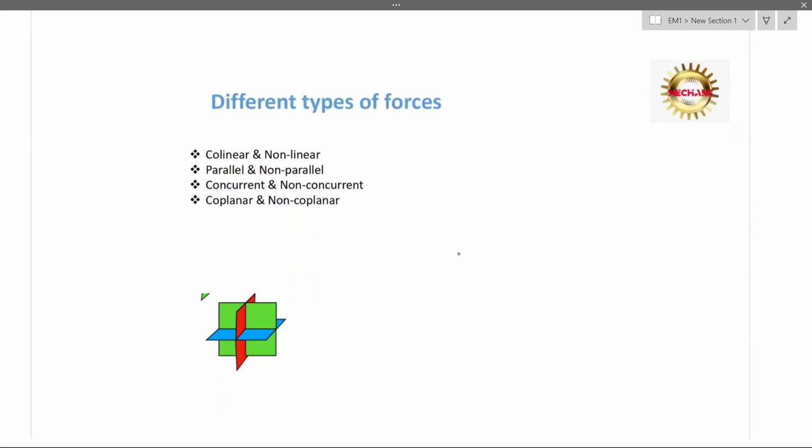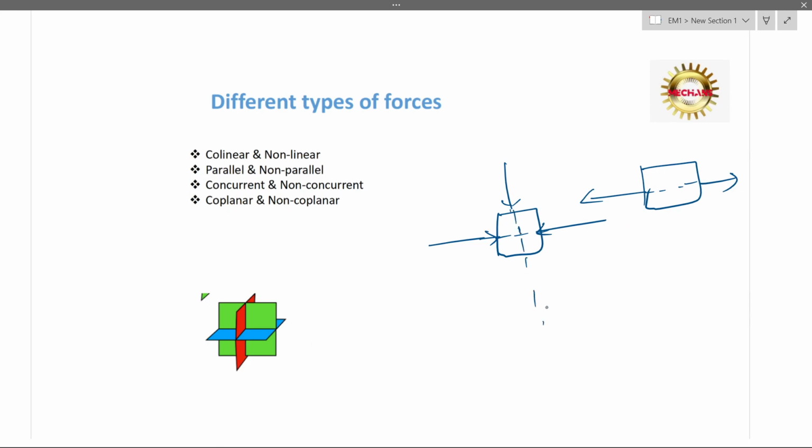First I start with collinear. Take one object. If all the forces are acting in the same line of action, that is called collinear. If you see, this is a collinear force. If you take another force like tension, this is also collinear.